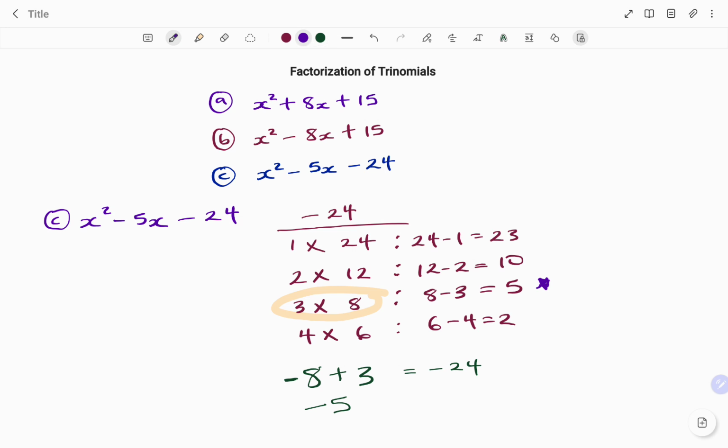So if I factorize my trinomial x squared minus 5x minus 24, what I will have is the factors of x squared, that's x times x. Then I'm going to use negative 8 and positive 3. And if you expand or you FOIL, you're going to get back our trinomial x squared minus 5x minus 24.